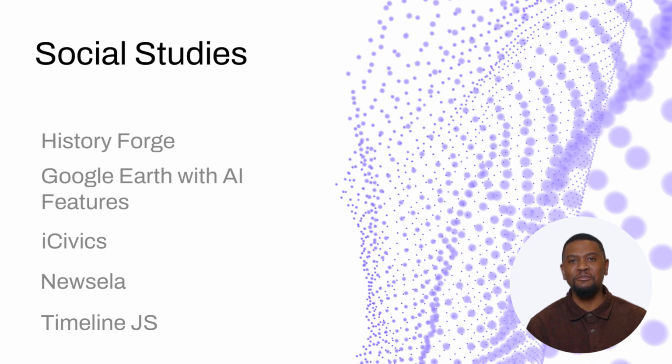Social studies for history, geography, and civics teachers. 1. History Forge creates interactive historical scenarios based on real events. 2. Google Earth with AI features, geographic exploration with AI-enhanced information layers. 3. iCivics, civics education games and simulations that adapt to student choices.